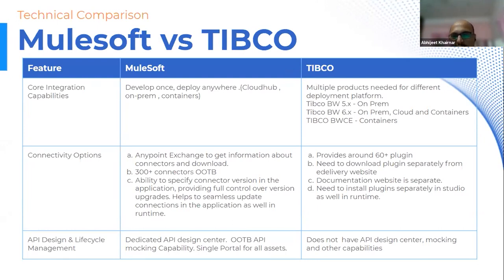Whereas if we go with TIBCO, it primarily provides 60 plus plugins for its 6.x products, and we need to go to the e-delivery site and download them, right? Even the documentation website is a little separate. I'm mentioning this because if you go to Anypoint Exchange, you will see the documentation and connector download on the same page. In TIBCO, you either download the connector and check the PDF, or there is a separate docs.tibco.com website where you can check the particular document.